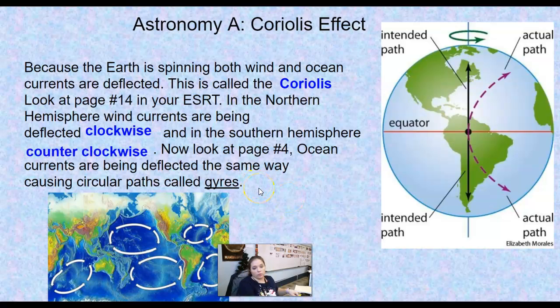Look at page 4 in the reference table. This is the ocean currents. Right here, ocean currents. You'll notice that they're being deflected the same way, and I have a little picture kind of depicting what you're seeing. You'll notice it's clockwise in the north, counterclockwise in the south. Those giant circular paths are called gyres. That's another thing you might want to highlight or note, that they're called gyres.